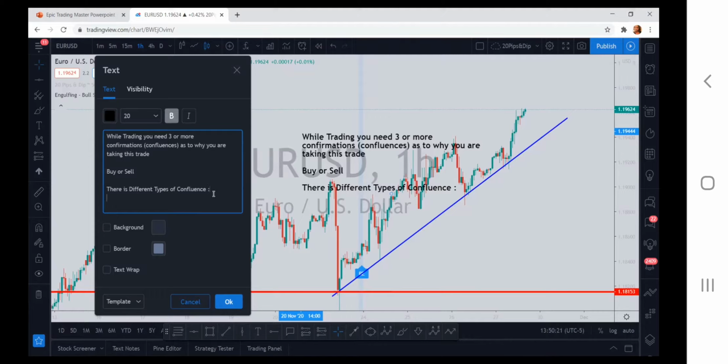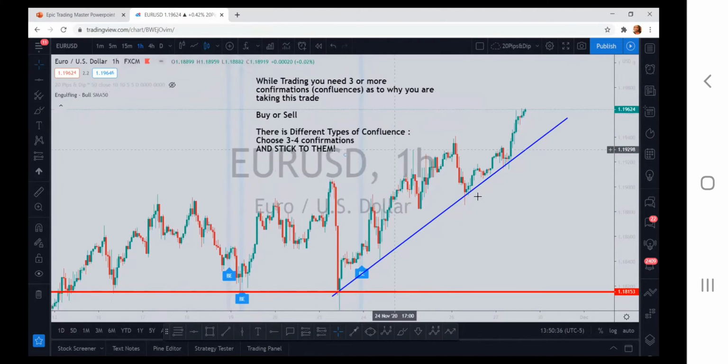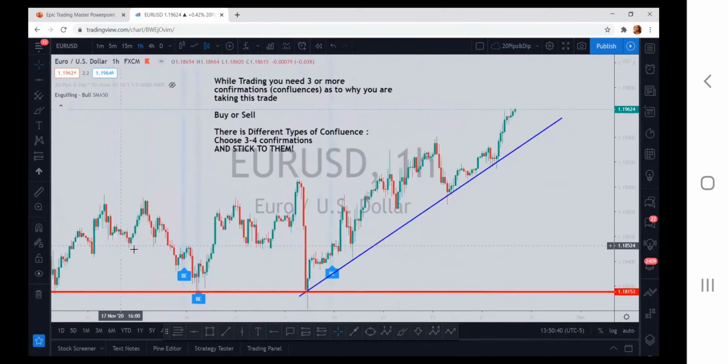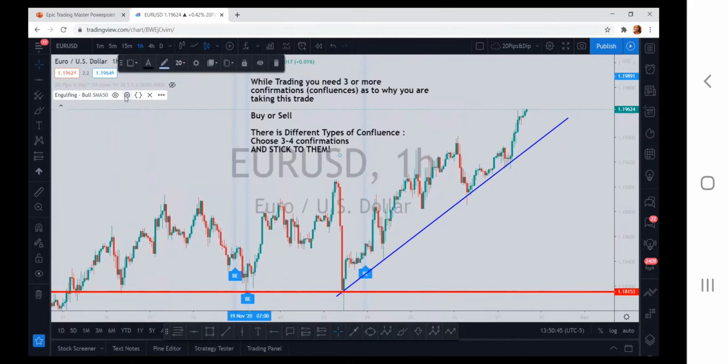Okay, so I'm going to say choose 3 to 4 confirmations, and I'm going to say stick to them, because that's key. You can't have 5 or 6 different confirmations, and then sometimes you're using these ones and sometimes you're using those ones. It's best to stay consistent in whatever it is that you're doing. Okay, that's how you master something.